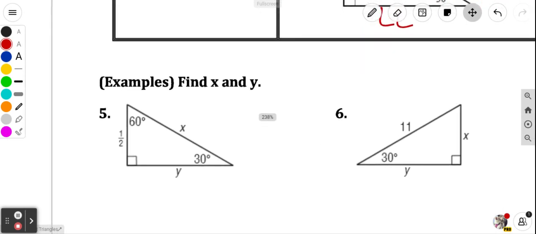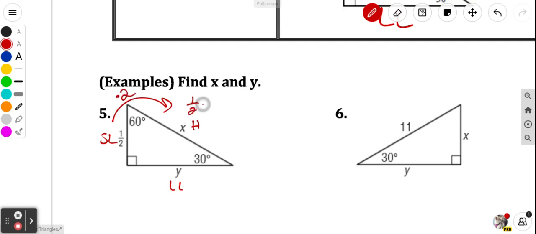Again, just like on the other one, but perhaps more important with the 30, 60, 90, you want to look at what you're given and think about, am I given the short leg, the long leg, or the hypotenuse? If you're given anything other than the short leg, you need to find the short leg first. Really important. So this one, I am given the short leg first. This is the short leg, this is the long leg, this is the hypotenuse. So short leg to hypotenuse, super easy. You just multiply by 2.